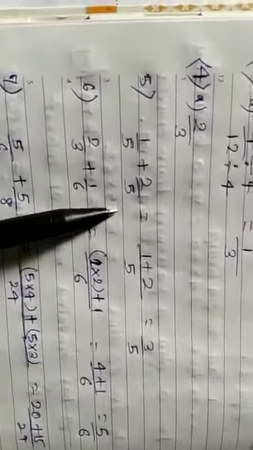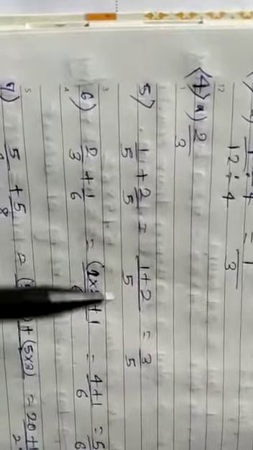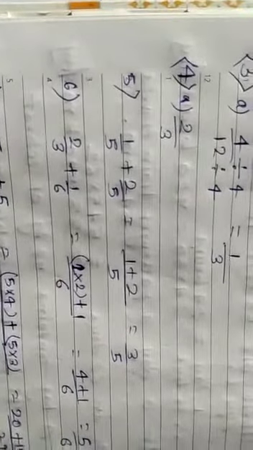Next, your question number 5 is the addition of two fractions, 1 by 5 plus 2 by 5. How to add these two fractions? Firstly students, if the denominators are the same, then don't worry about the addition of fractions. Don't think deeply. We will simply write the same denominator and add the numerators, 1 plus 2, that is 3. 3 by 5 is our right answer if the denominators are the same.